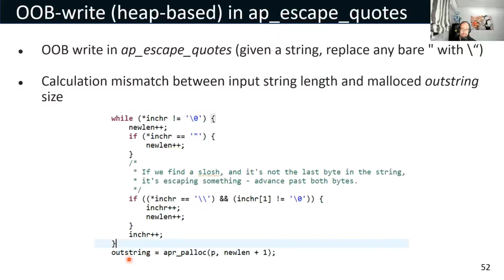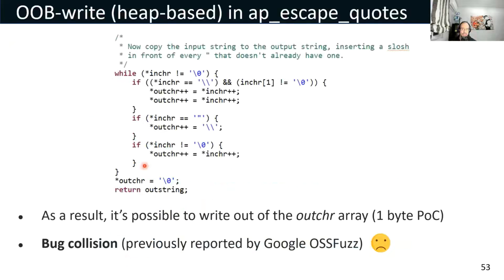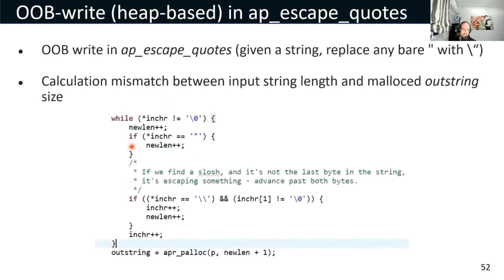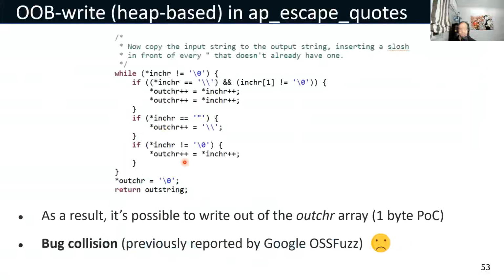In this first code snippet, I show the code used to calculate the length of the input string, and in this second picture, you can see that the code for calculating the size of the output string is different. This is the first one, and this is the second one. As a result, if we provide a malicious input to the escape quote function, it's possible to write out of the outstring array. Unfortunately, this bug was previously reported by Google OSS Fuzz just a few days before I found it.